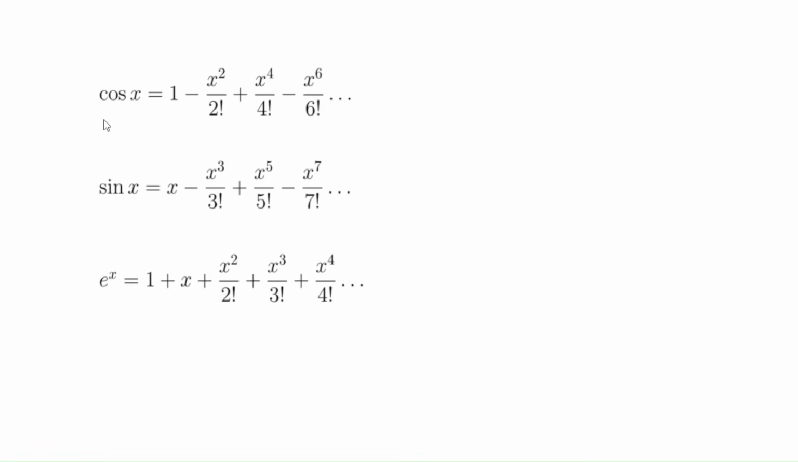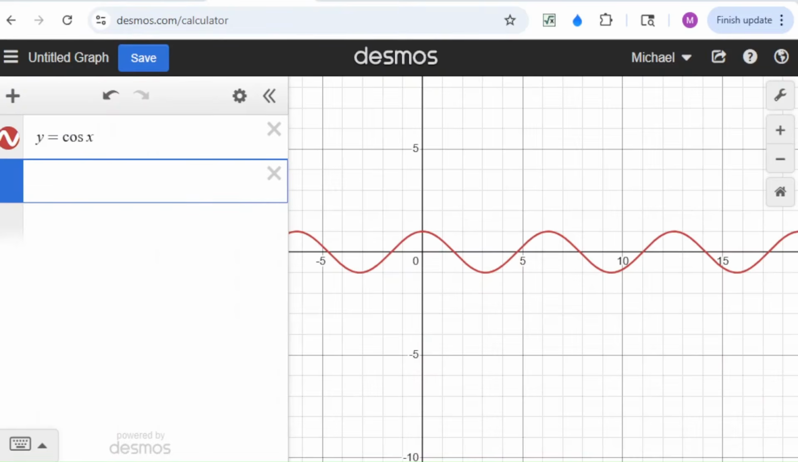So cosine of x, in fact, I think you should try this if you haven't seen these before. Graph on, let's say, Desmos, graph cosine of x, and then graph the function 1 minus x squared over 2 factorial, so that quadratic function. Then graph 1 minus x squared over 2 factorial plus x to the 4th over 4 factorial. In fact, let's go ahead and do that in Desmos real quickly here.